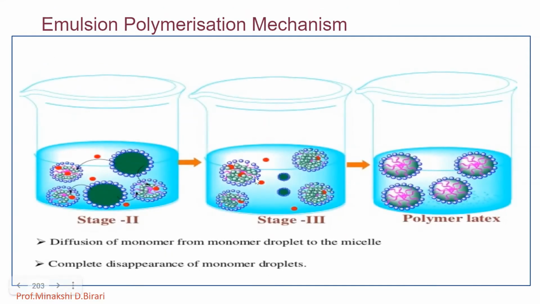Then these are the other stages which are also involved in the formation of Buna-N by emulsion polymerization. That is the second stage, then the third stage, which is the formation of polymer latex. Diffusion of monomer from the monomer droplet to the micelle occurs, and after that there is complete disappearance of monomer droplets and the formation of polymer latex. So that is overall the mechanism by which Buna-N is formed by emulsion polymerization.